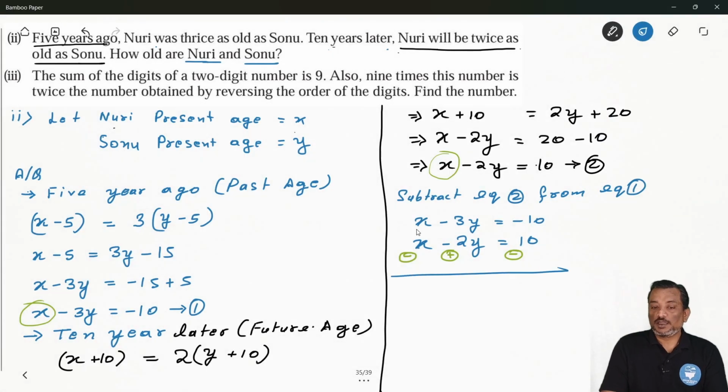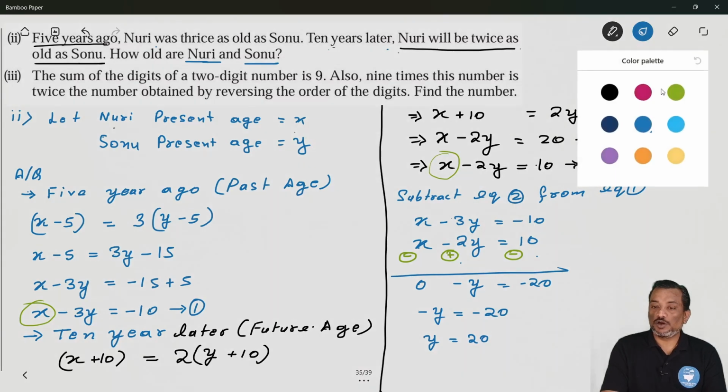So plus x minus x becomes 0. Minus 3y plus 2y, so you will get minus y. Now minus 10 minus 10, so you will get minus 20. So now you can say minus y is equal to minus 20. So both sides minus minus get cancelled. So y is equal to 20. So this is, you got the y value.